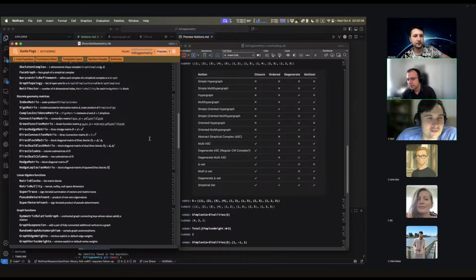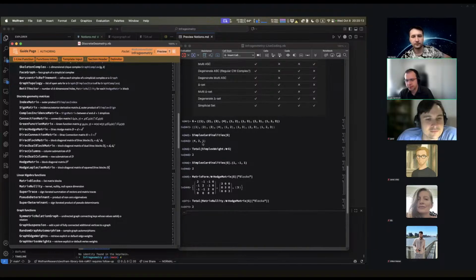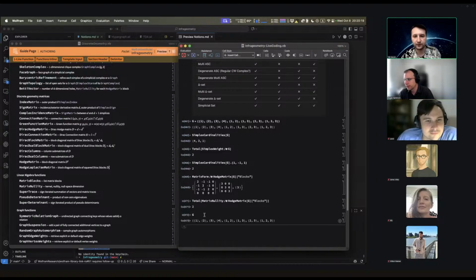I mean, it looked like the first matrix was a vertex adjacency matrix, perhaps, where a vertex is connected to another vertex if there's a one-dimensional edge connecting those two zero-dimensional points.